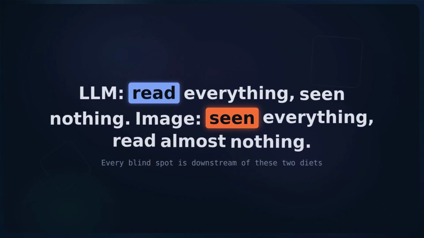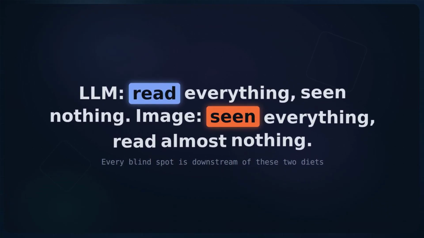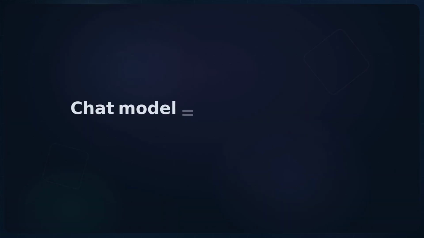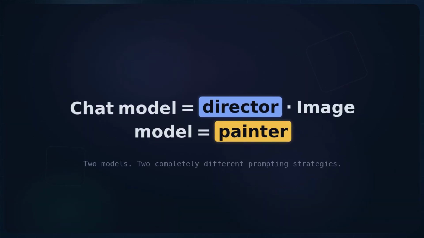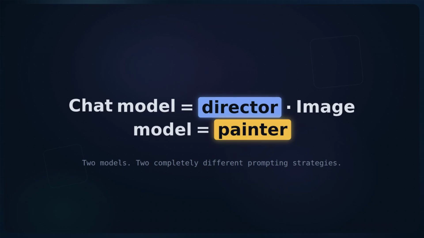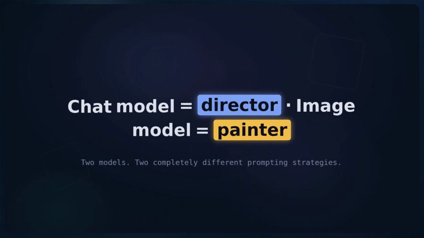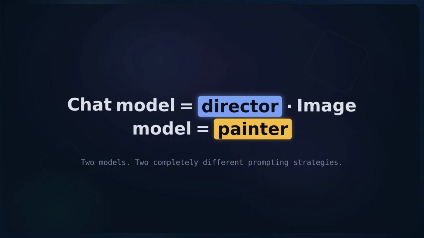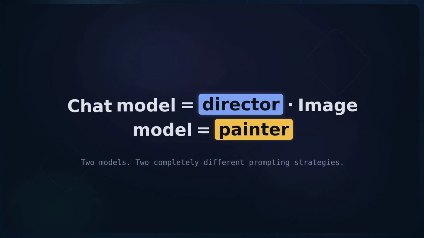All of this theory cashes out into practical advice you can use today. When you prompt a chat model, you are talking to the director. Give it intent, context, and constraints, and let it reason. Feel free to be vague, to think out loud, to correct it mid-conversation. Every new token is conditioned on the whole exchange.